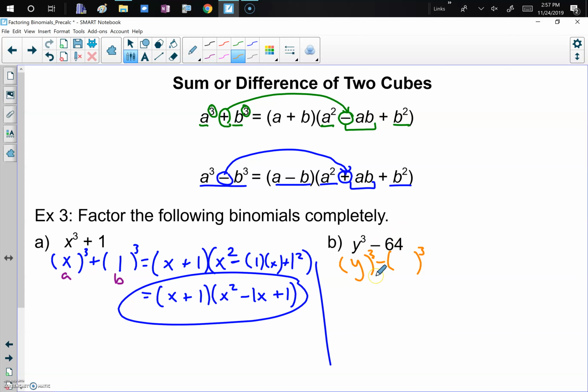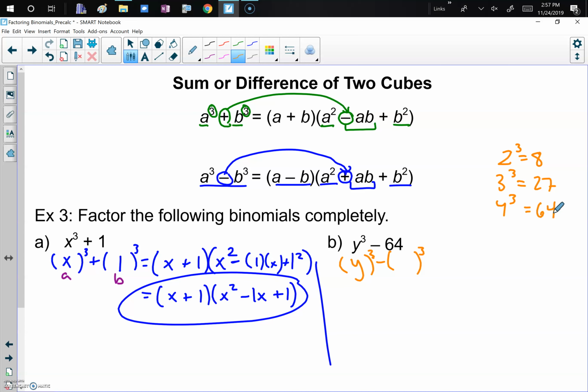If you don't know your perfect cubes all that well, which isn't uncommon, we usually know our perfect squares, but maybe not the perfect cubes. You can go through each of the prime numbers and try cubing them. So 2 cubed is 8, 3 cubed is 3 times 3, which is 9, times another 3 is 27. 4 cubed is going to get me 16 times 4, which is our 64 there.